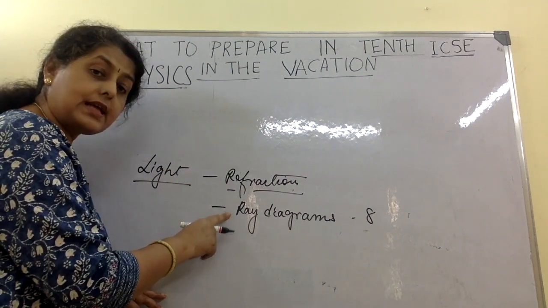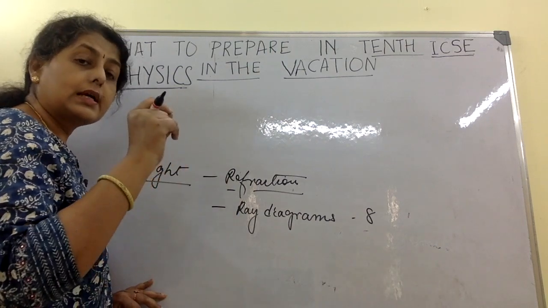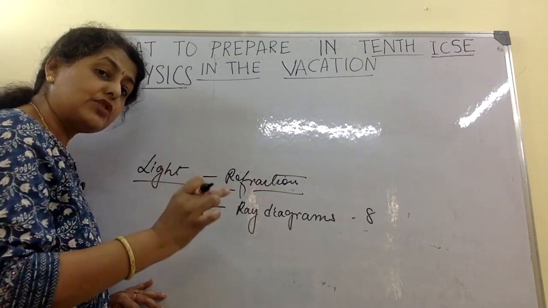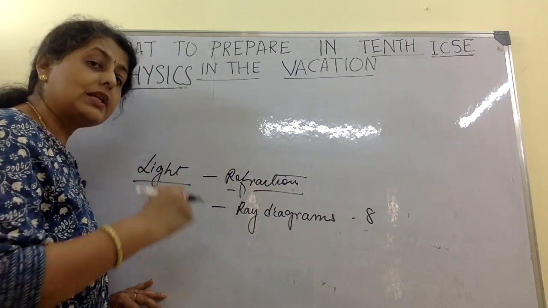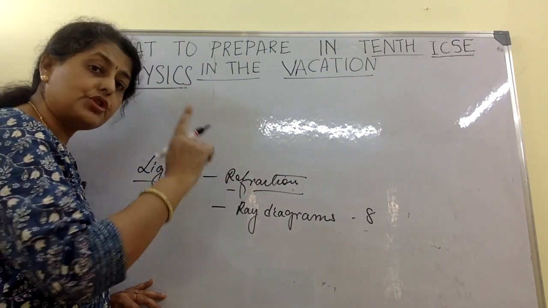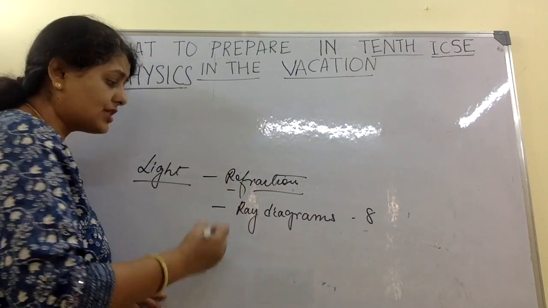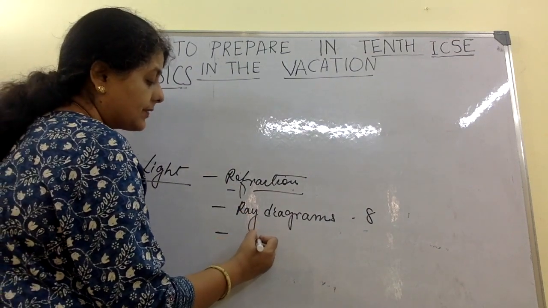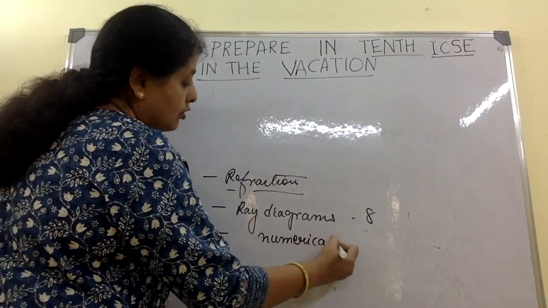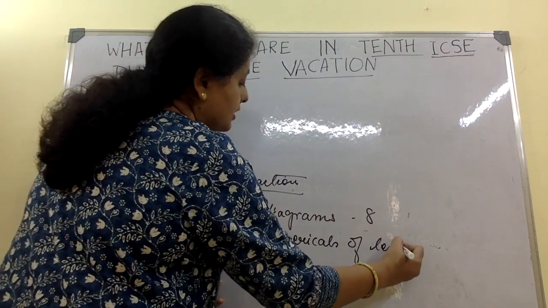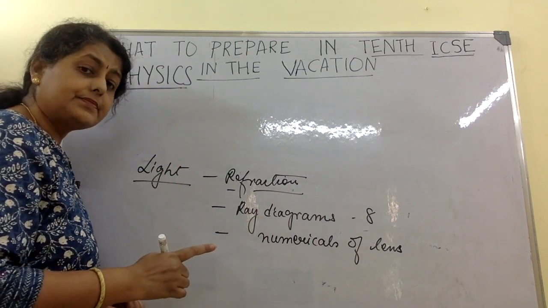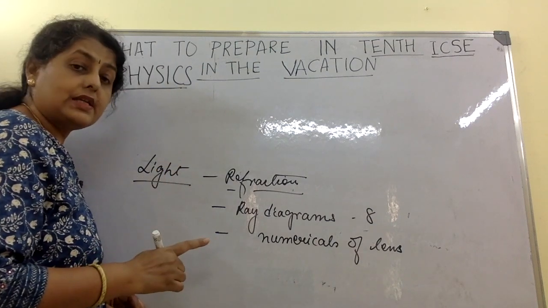When you draw these ray diagrams, you should also write down the characteristics of the image formed for each ray diagram. Okay, for each position of the object, you have to have the characteristics of the image, of the position of the image. Next one that you should know is numericals of lenses. Okay, numericals of lens, that is another thing that you should know. So numericals of lens is the second thing.